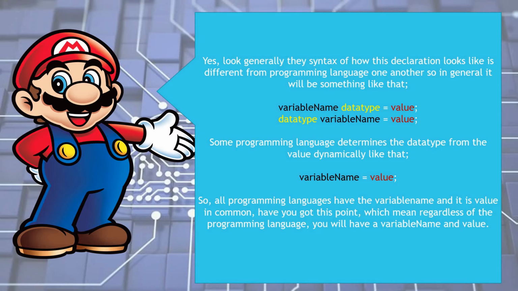In some programming languages, it will dynamically decide the data type depending on the value which we give to this variable name. But in general, in all programming languages you should have a variable name and a value. The data type could be determined from the underlying operation. It depends on the programming language you are using, but the concept is variable name and value.